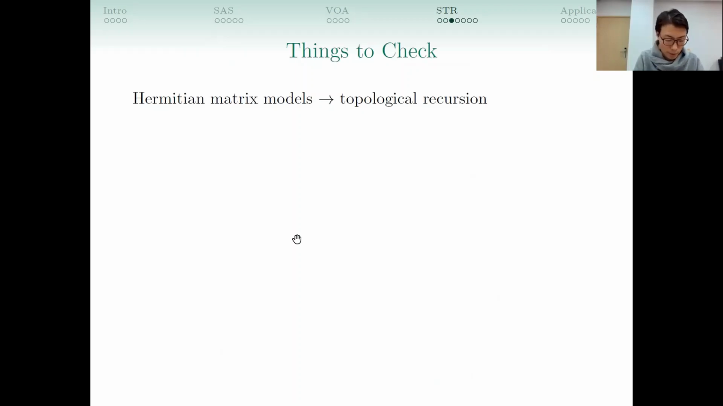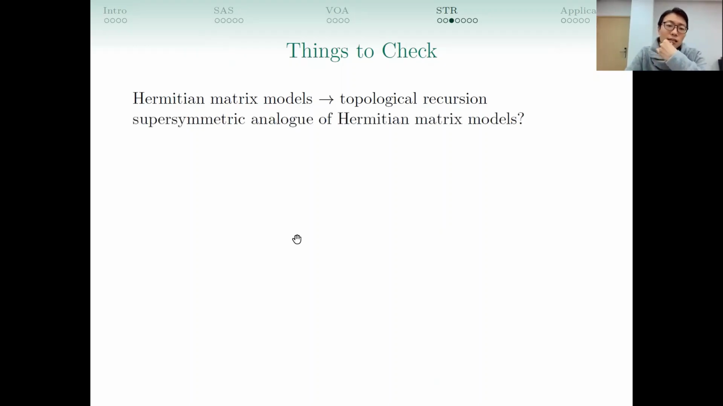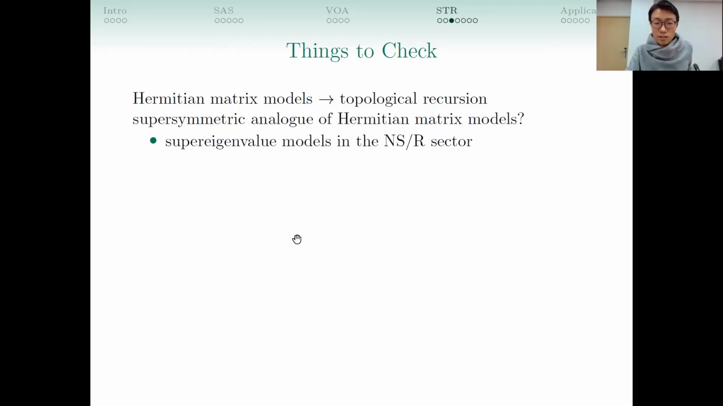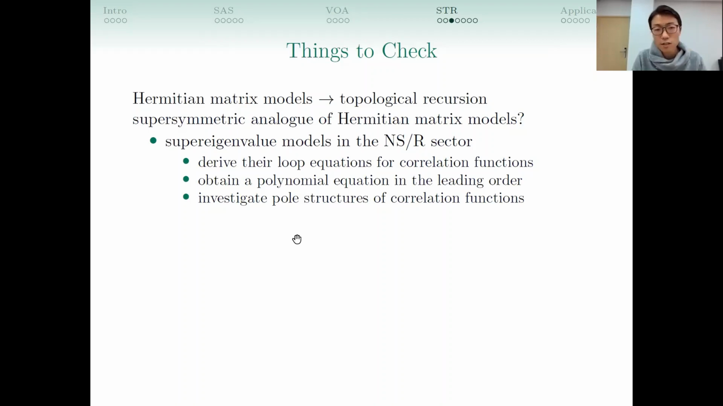Then we have to come back to the origin of topological recursion. It emerged from the study of Hermitian matrix models. So a natural speculation is, can we think about a supersymmetric analog of Hermitian matrix models? Such models exist, and they are called super eigenvalue models in both the Neveu-Schwarz and Ramond sectors. Even though it's a little tedious, you can ask the following questions. Do they admit loop equations? And if so, can you find a spectral curve by looking at the leading order? And the answer is yes for both models.